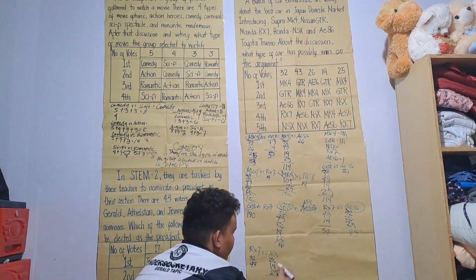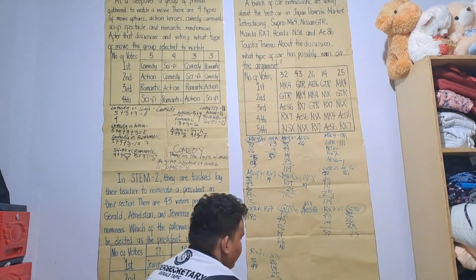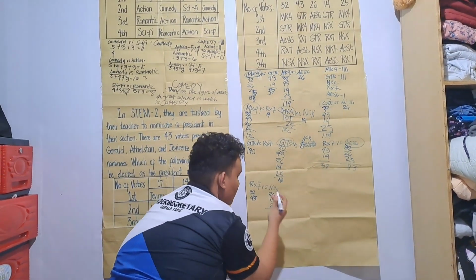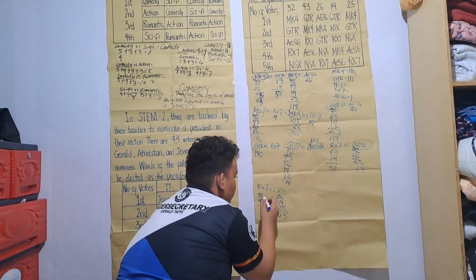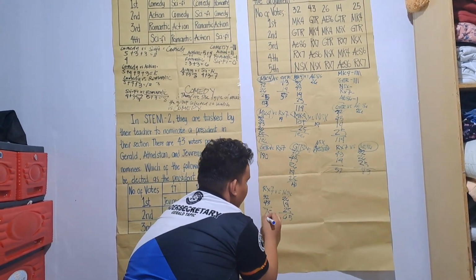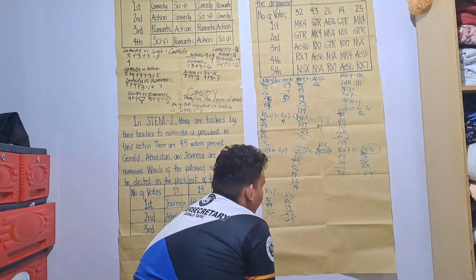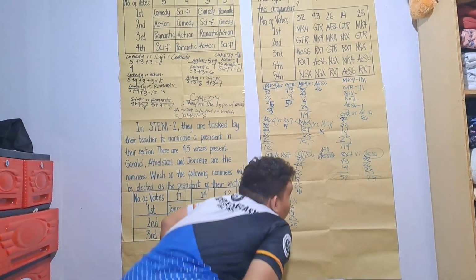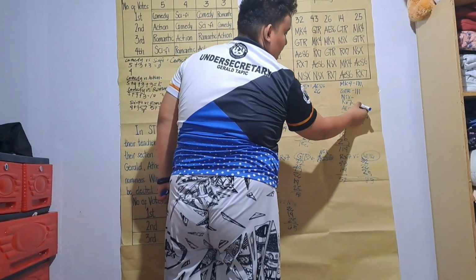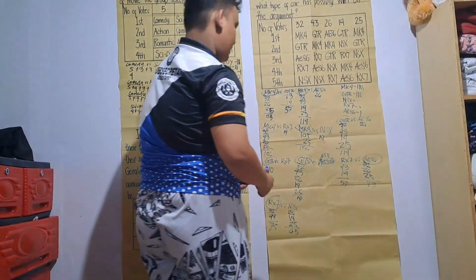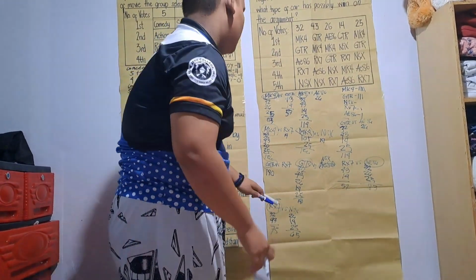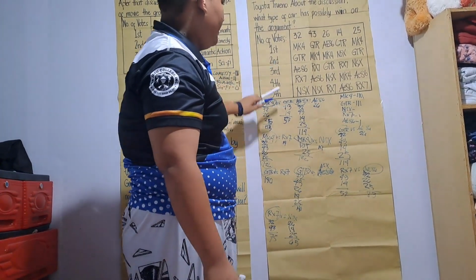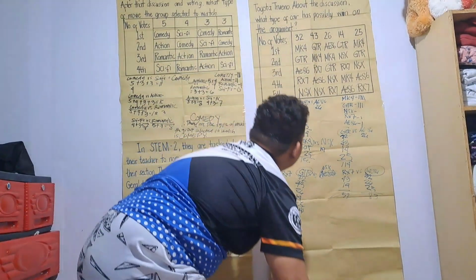So 26 plus 14 plus 25, so 65. So 32 plus 43 is 75. So the winner in this matchup is RX7. RX7 has 1 point now. For the next matchup, NSX versus AE86.